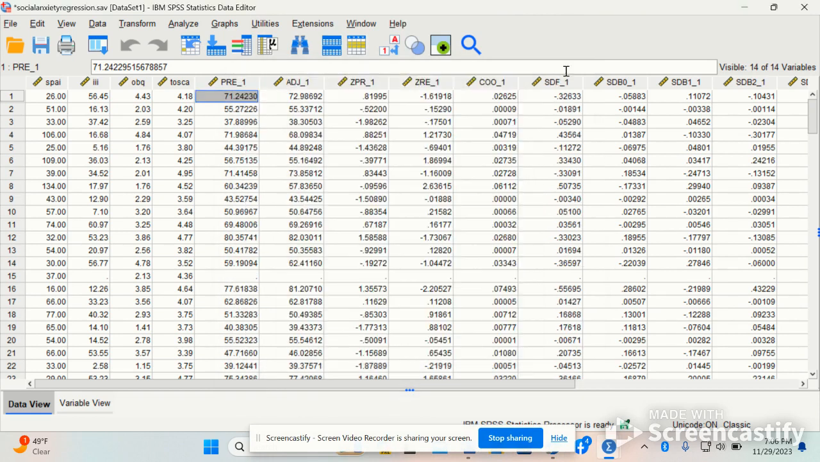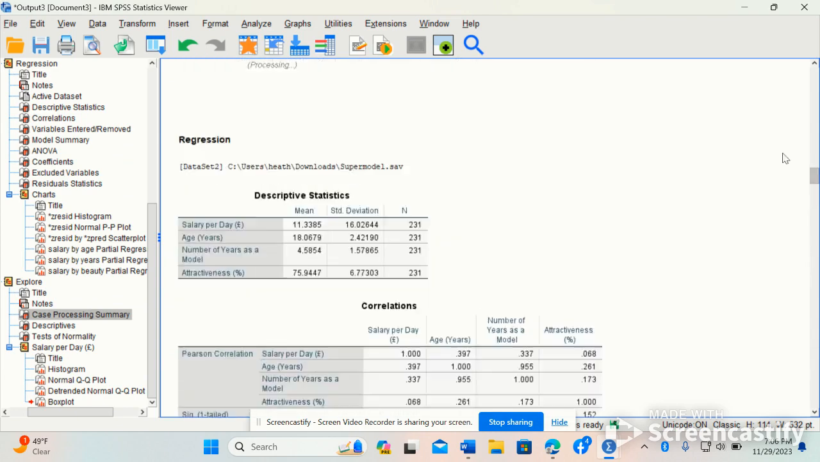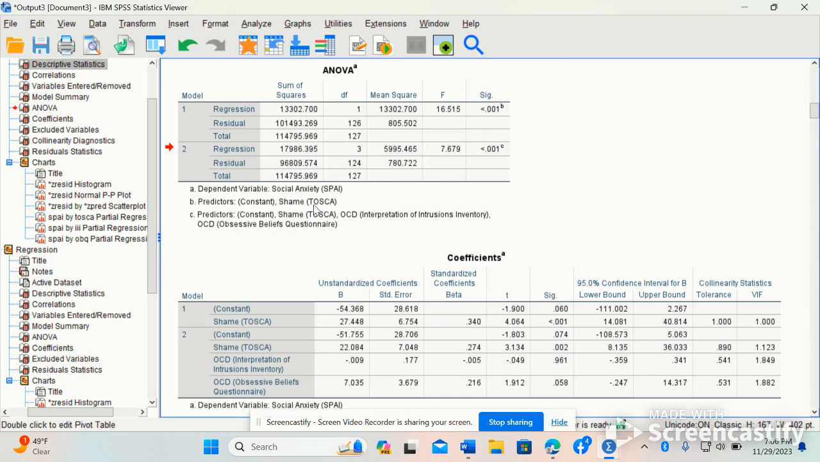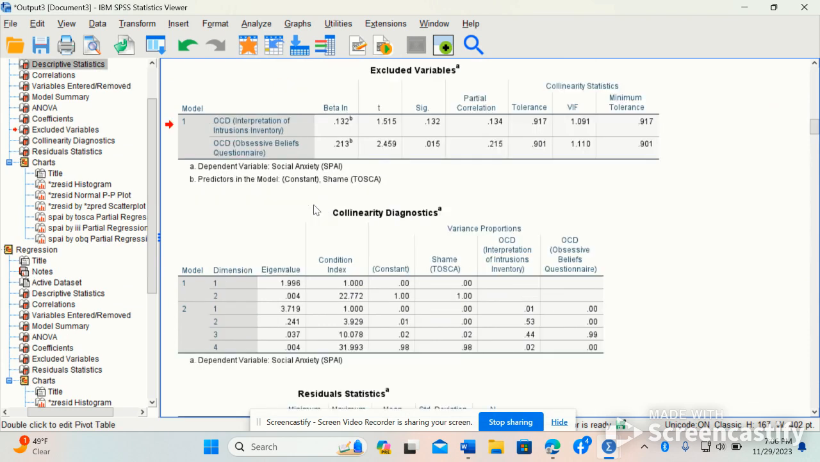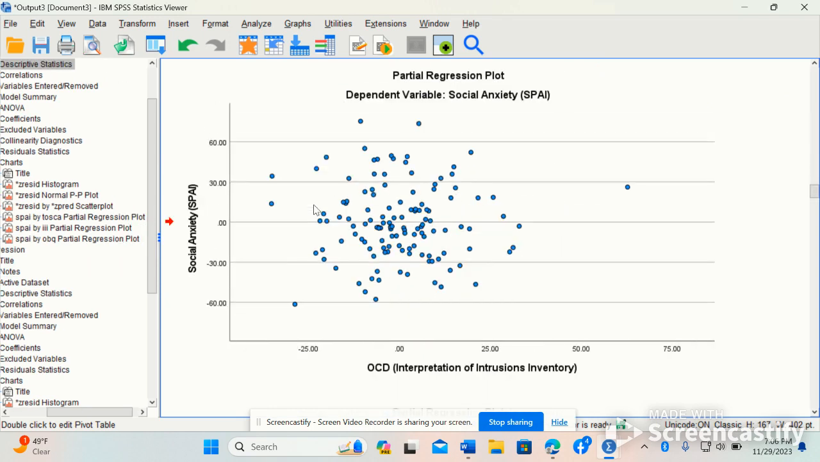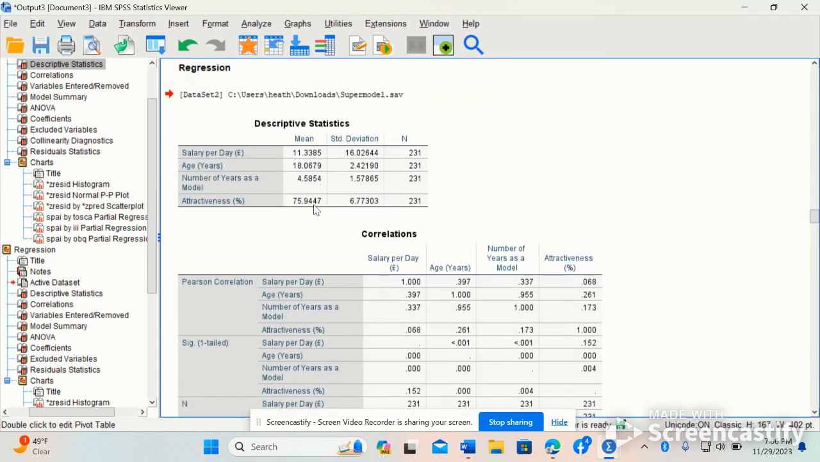And then press OK. And then for social anxiety, we get this beautifulness. I'm not going to explain this because I'm thinking we talked about it in class or something. But yeah, I went on to do another regression for the supermodel.sav file, and this is the one I'm going to explain.